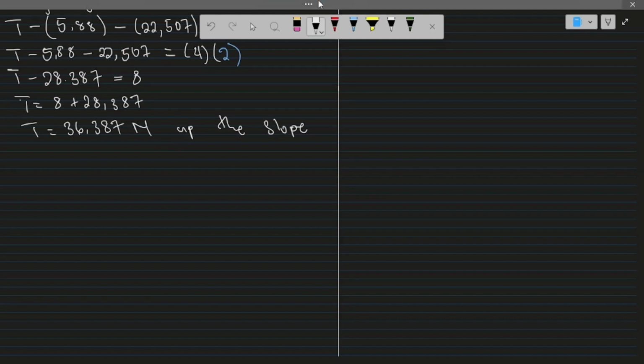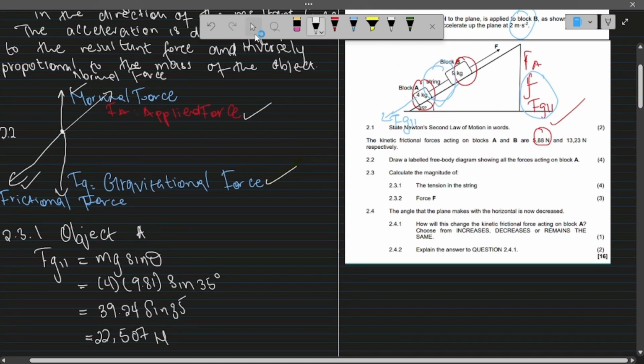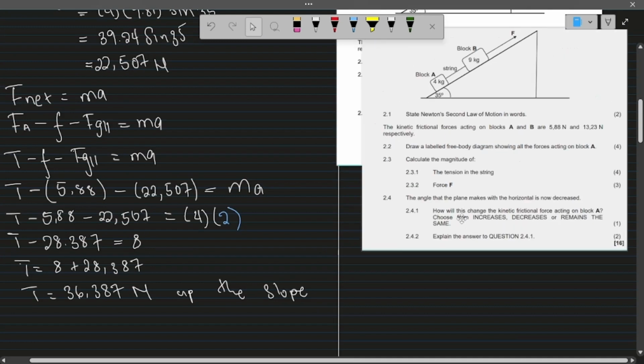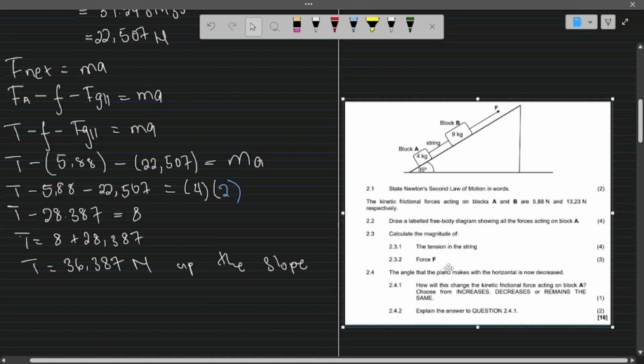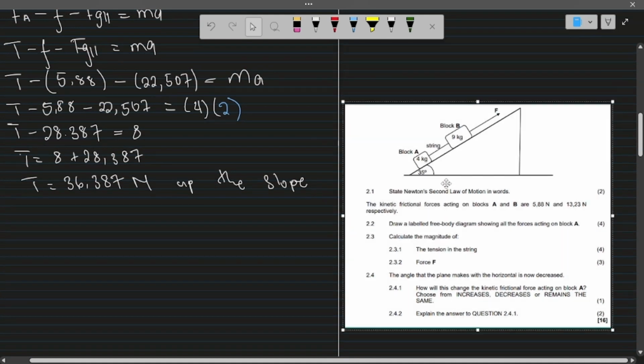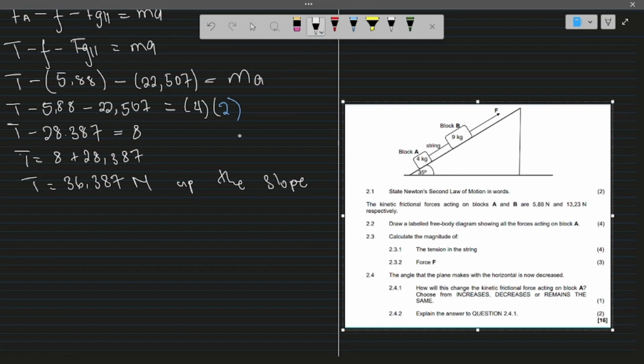All right, so you're done with the 2.3.1 question. So let me just bring this down, guys. Right, so now let's do question 2.3.2. What does 2.3.2 require for us to do? It requires us to find the force F, which means the applied force.